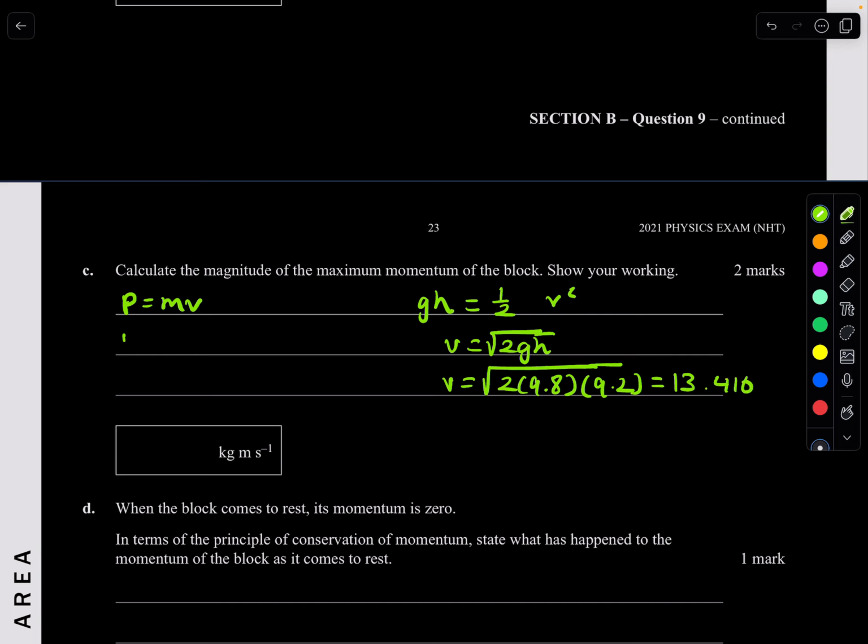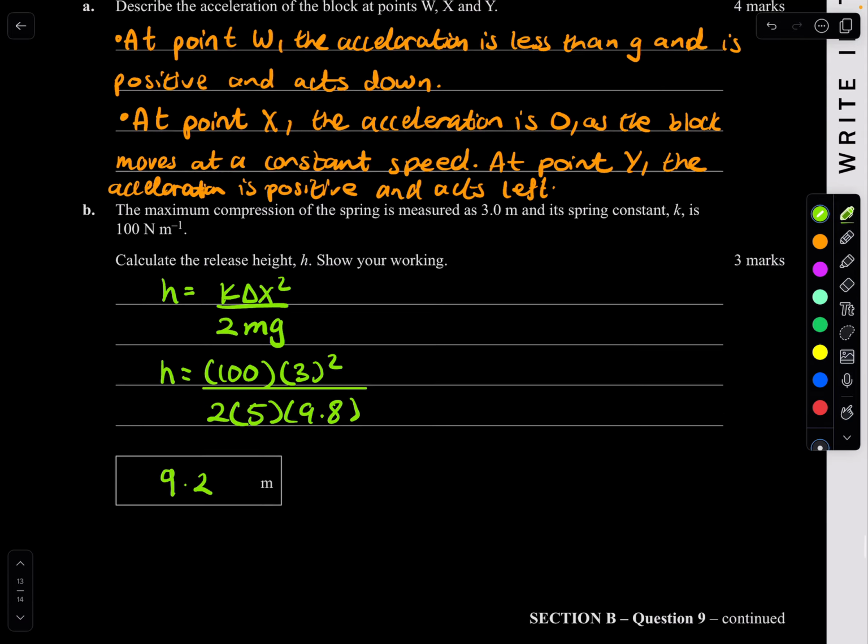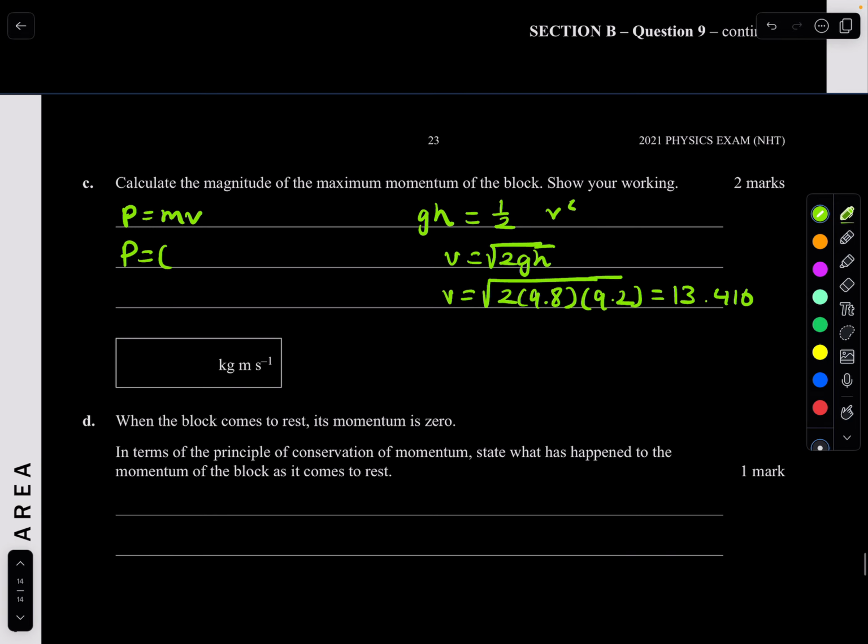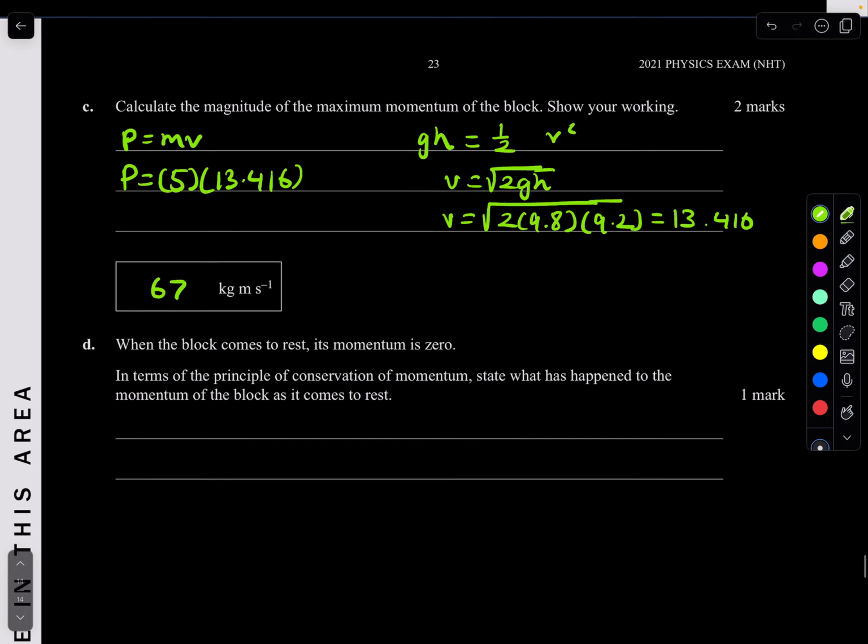13.416. All right. And so now momentum is just your mass, which was 5. Yep, it was 5, times that velocity, which is 13.416. And that gives me, to how many significant figures do we want, 67. Beautiful. And last question.